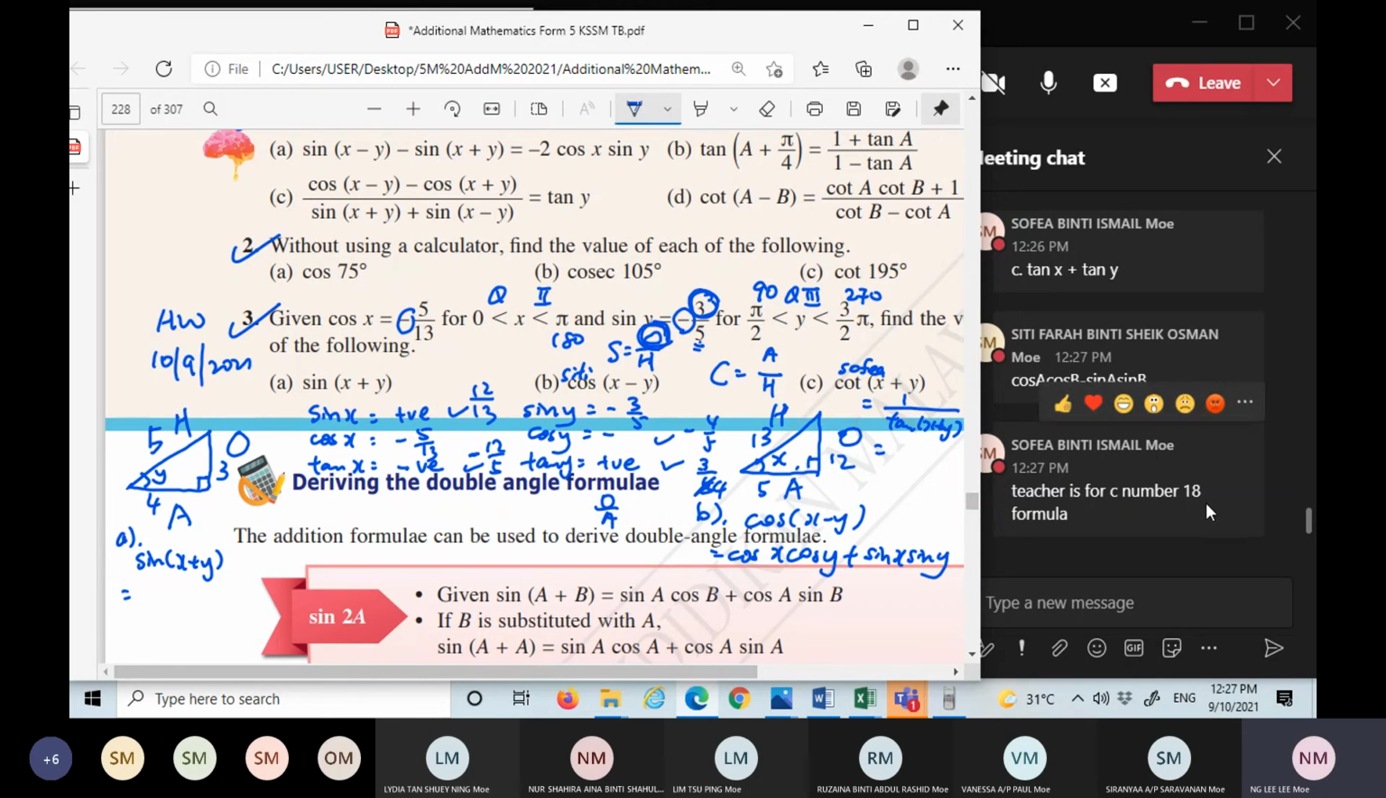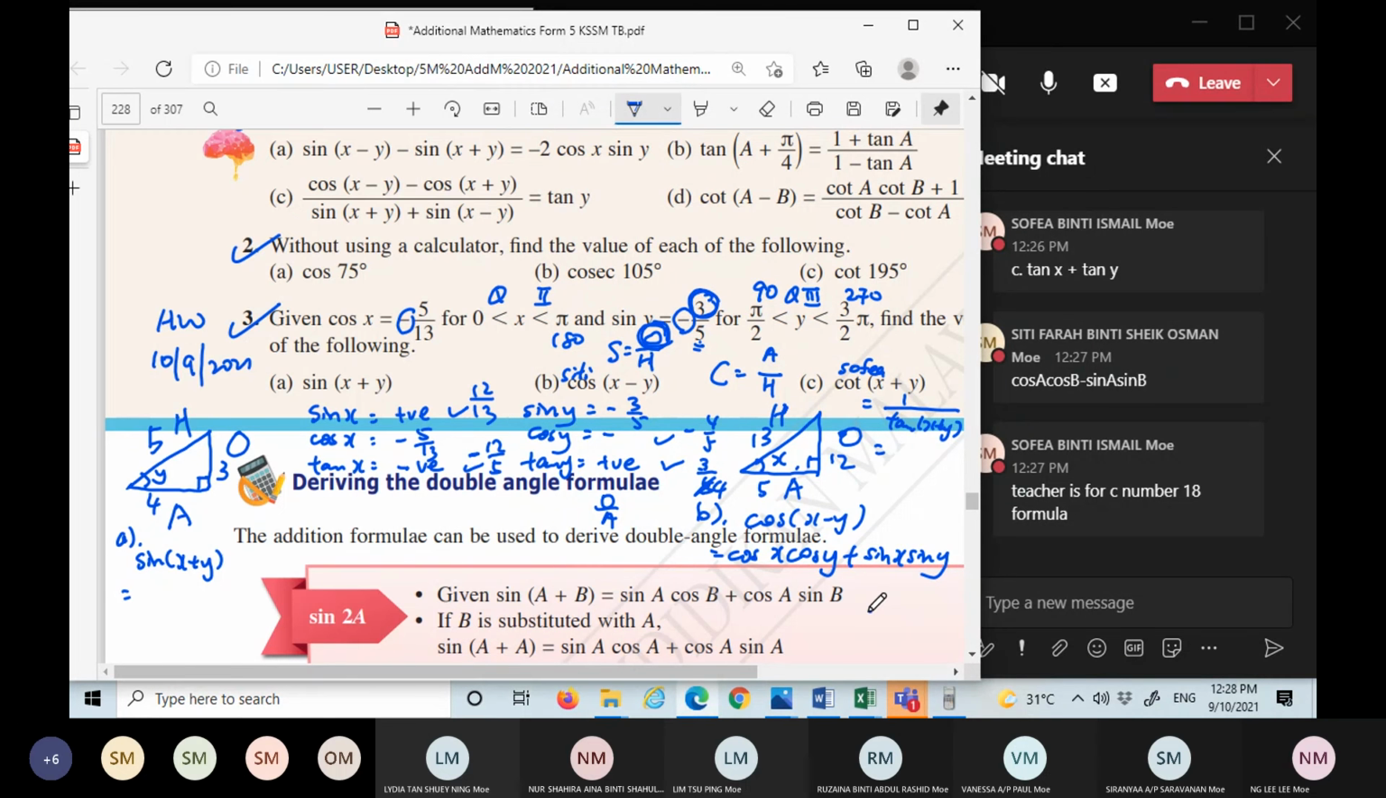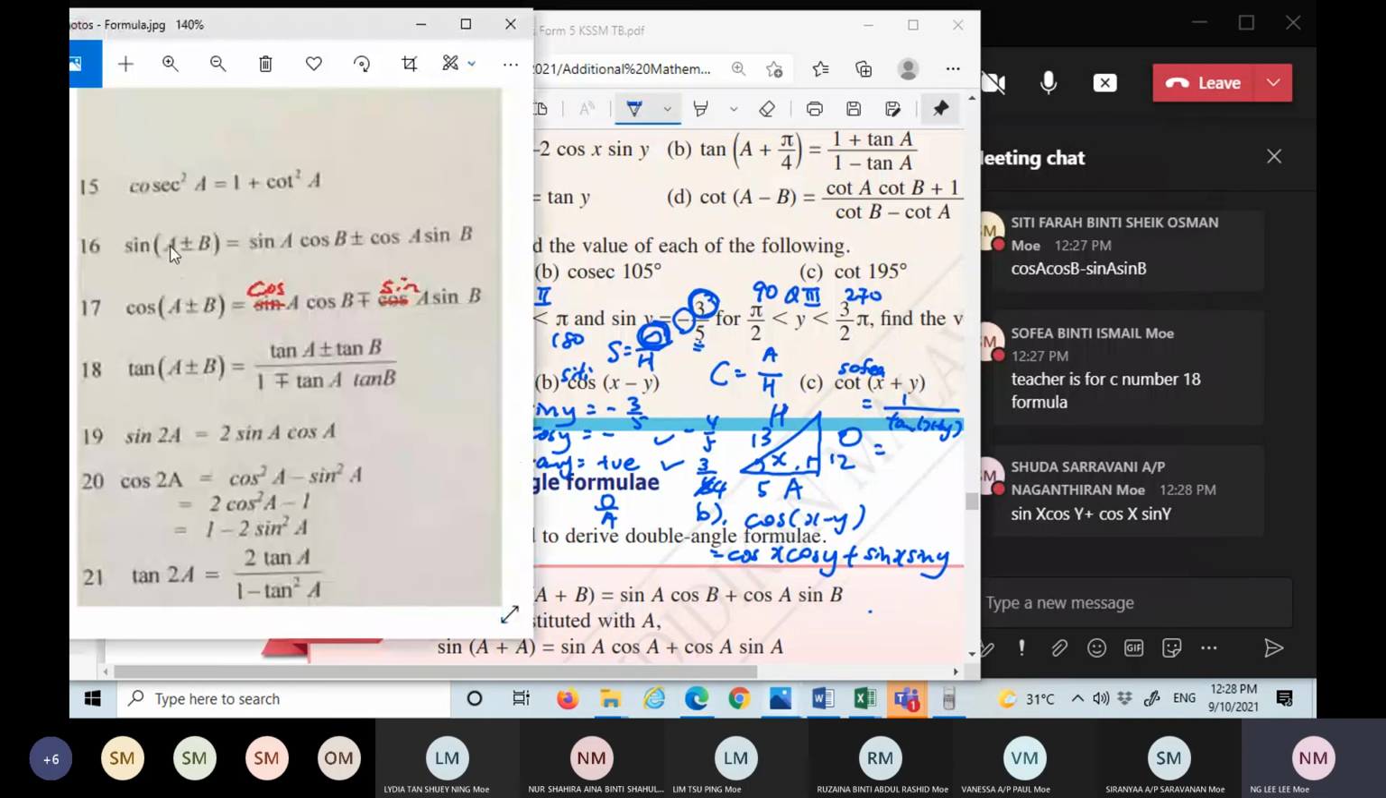Teacher, is for C number 18 formula? For C number 18, yes, correct. You do for tangent x plus y. After that, turn upside down will be the cotangent x plus y. Shuda, are you doing? Okay, it's come already. Very good. Okay, so sine x plus y. I call out the formula again. Okay, so it's sine x cos y. Very good. Plus cos x sine y.